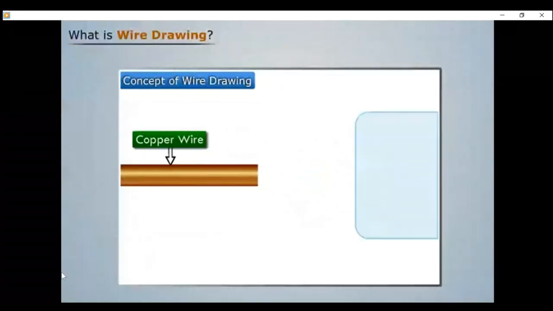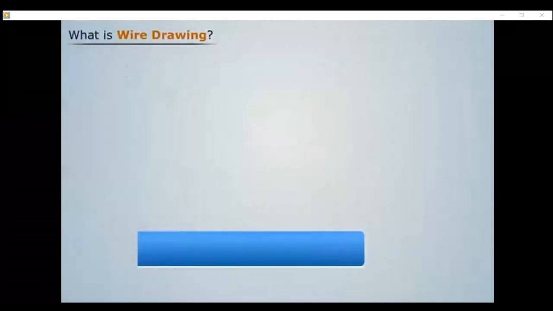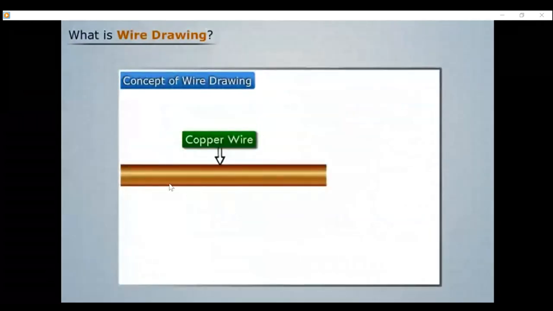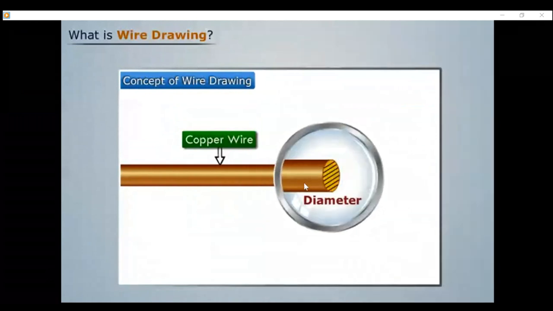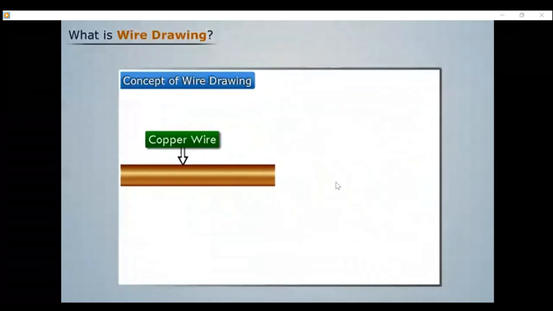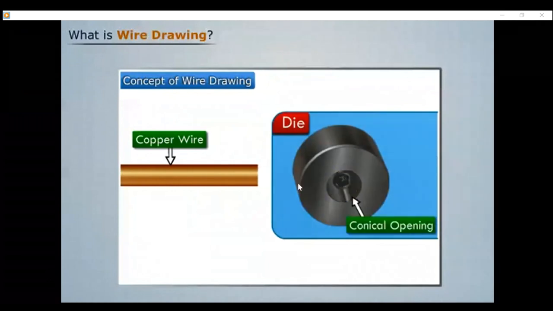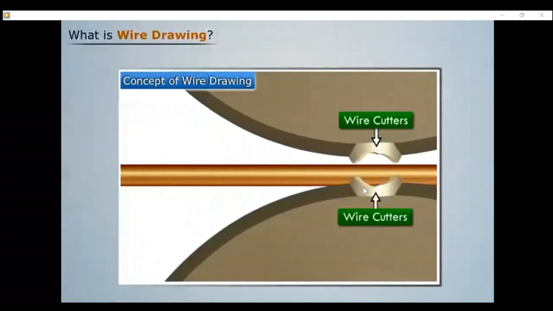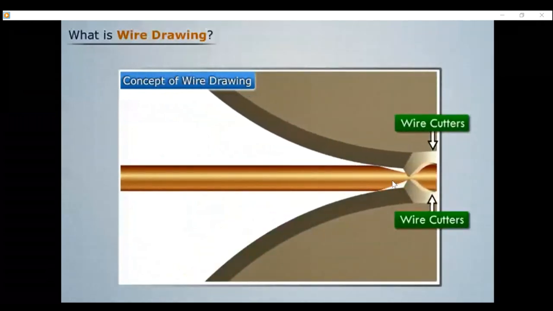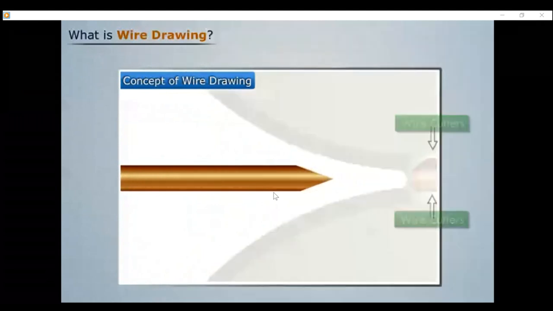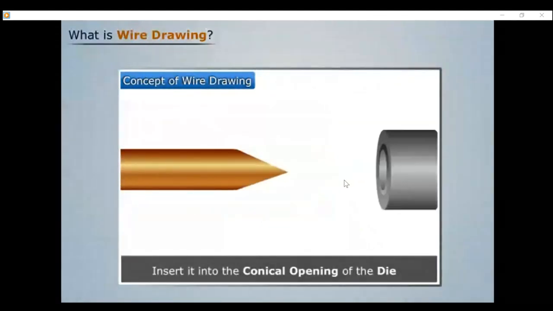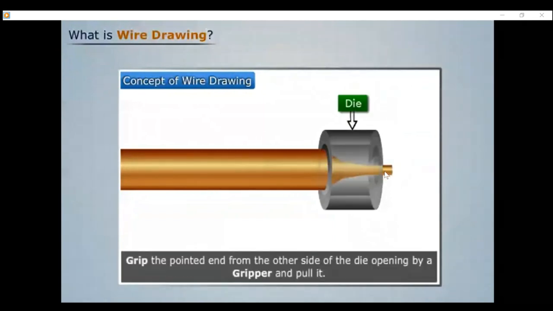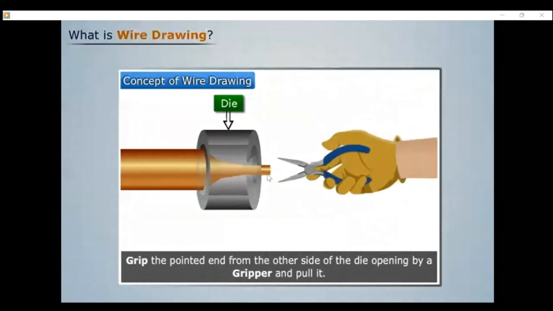Yep, this is wire and bar drawing. You can see this is a wire that we would like to draw. It is circular in shape. This is a die. We're going to reduce the size by using the die. The first step is pointing, which means making this shape so that it can enter the die. You put it in the die, and this is the other side.